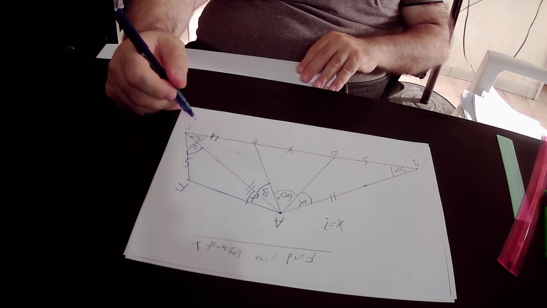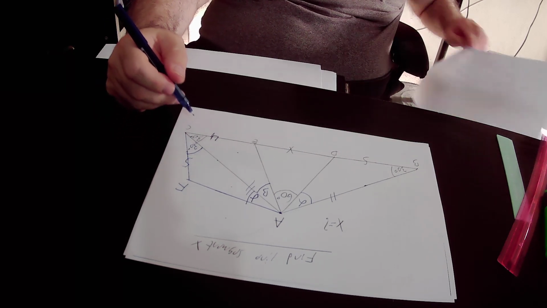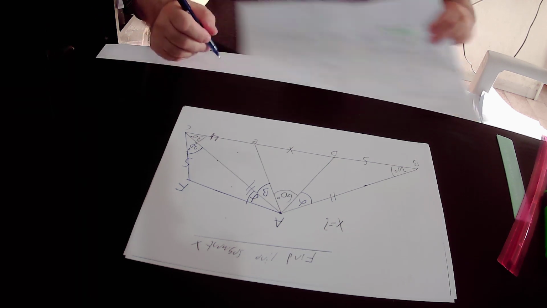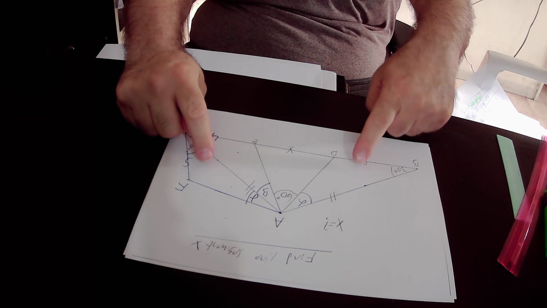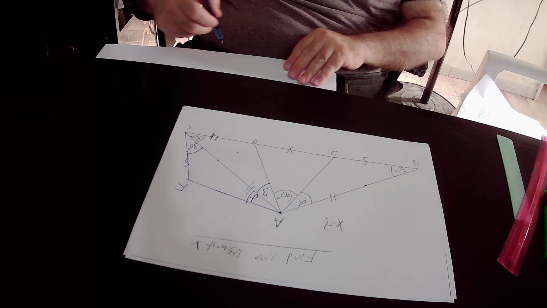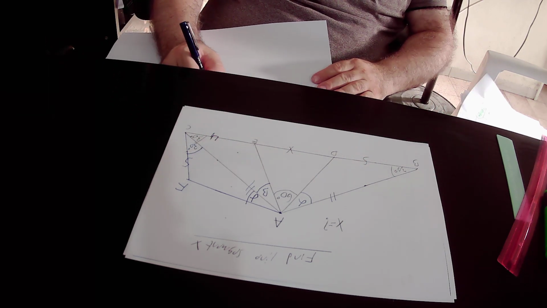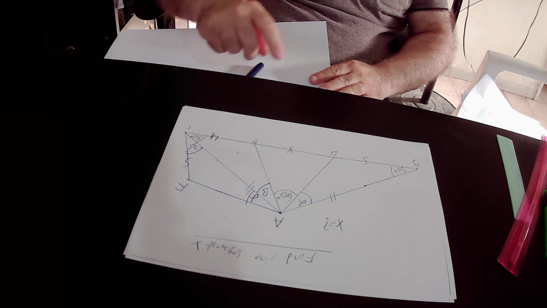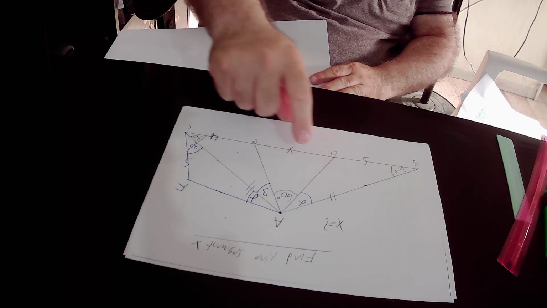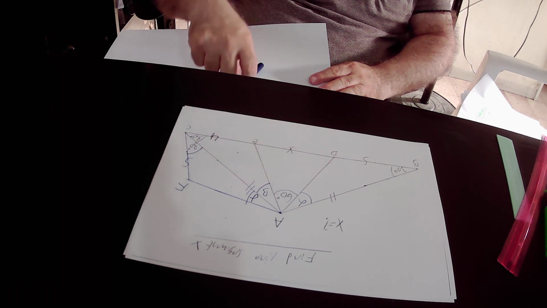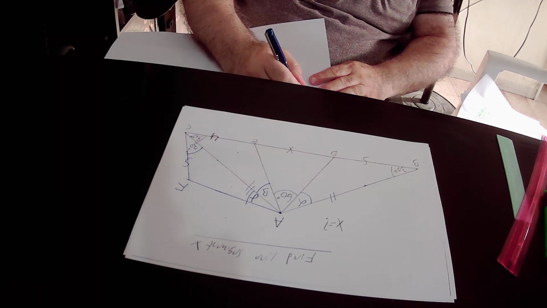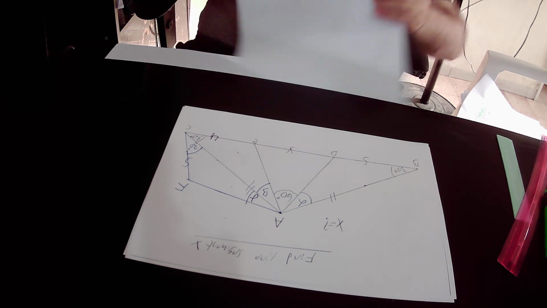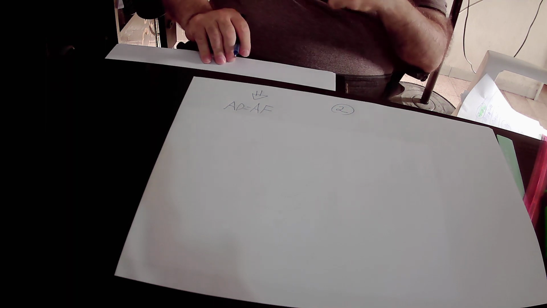And the second thing that we will conclude from the fact that those two triangles can go into each other is that side AD equals side AF. Side AD equals side AF. Repeat again, side AD equals side AF.